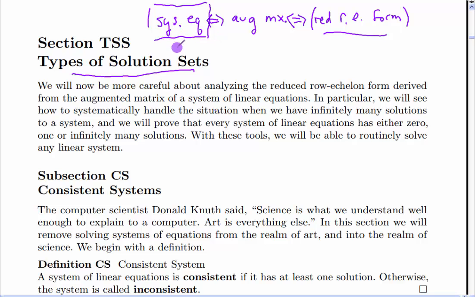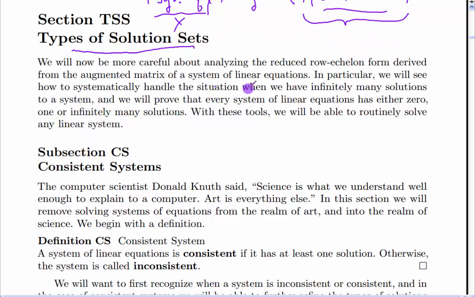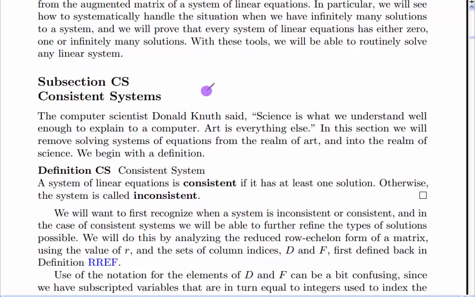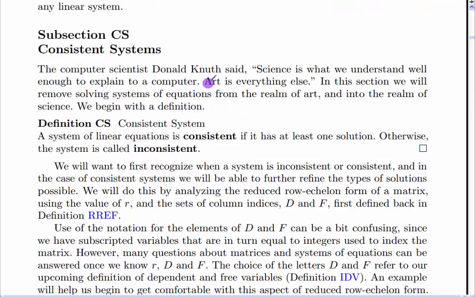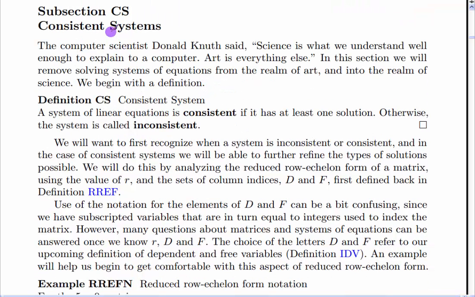In other words, we can forget about all this complication. All we have to look at is the solution sets for equations corresponding to matrices in reduced row echelon form. Now, we've seen examples where we have systems of equations that have no solutions whatsoever. So there's an important division between systems of equations that have solutions and systems of equations that don't. That's the distinction made in this section when we talk about consistent systems.